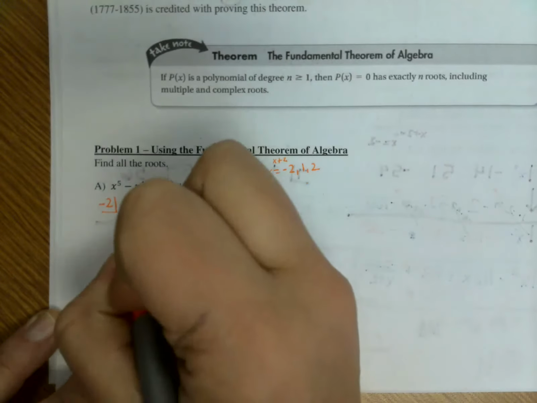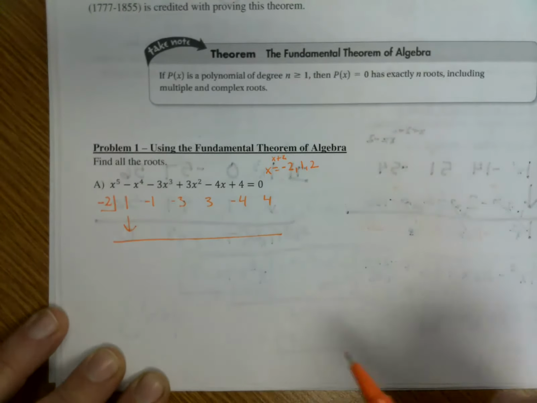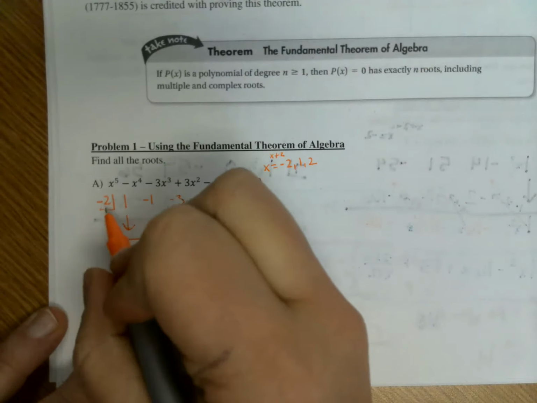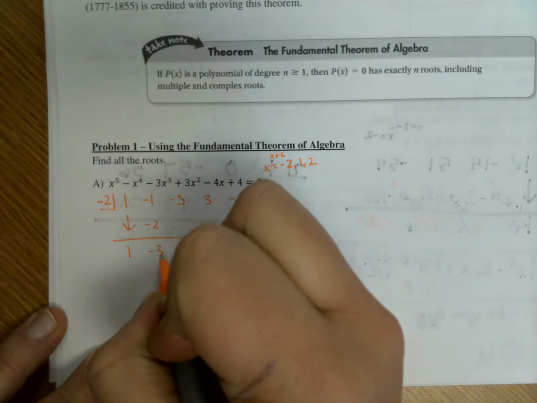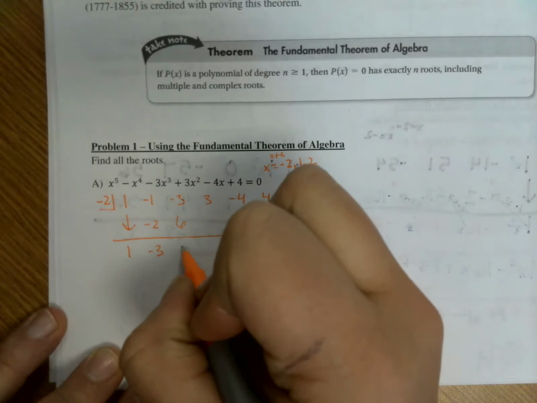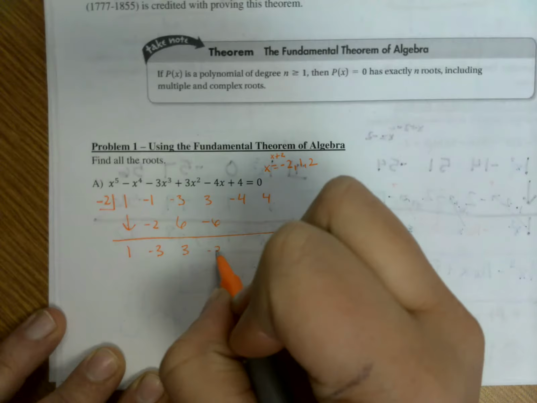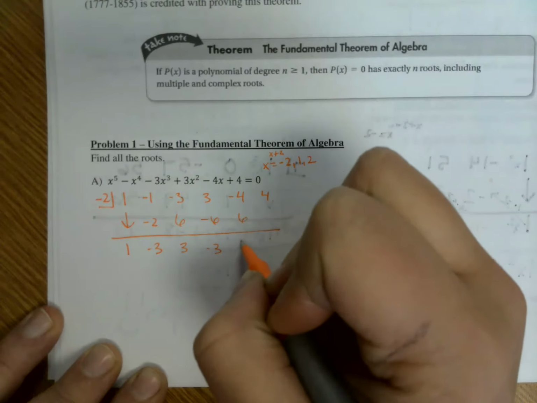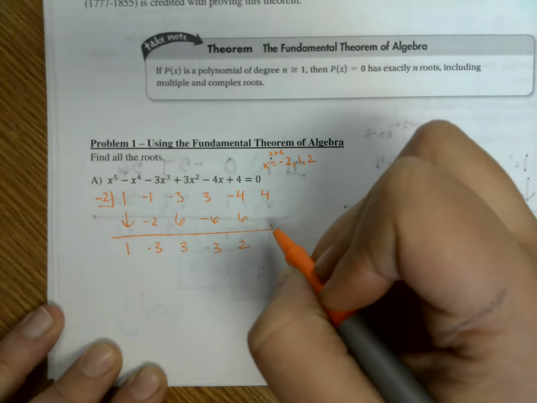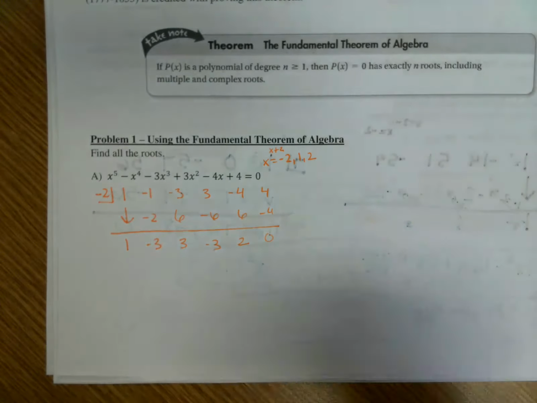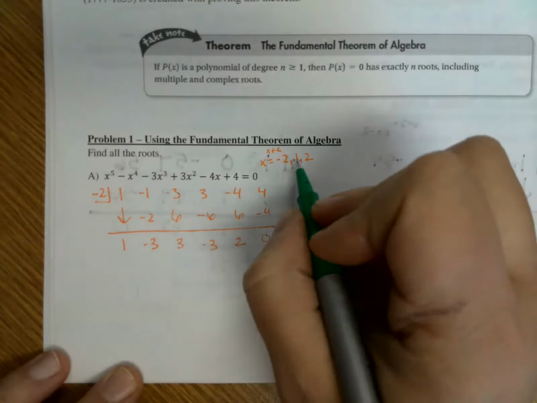Draw my line. So I'm dividing out my -2. I should have no remainder because this is a 0. So bring down the 1. Multiply, add together, multiply, add together, multiply, add together, multiply, add together, and multiply, add together. So that was 1 zero. So I factored this one out. Now I'm going to factor out my 1.